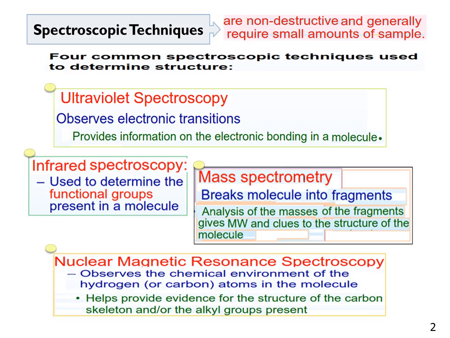Third, mass spectroscopy breaks the molecule into fragments, and we can use this technique to know the molecular weight of the organic compound, and when we put the fragments together, we get an idea about the structure of the organic compound. Finally, nuclear magnetic resonance spectroscopy helps us observe the chemical environment of the hydrogen or carbon atoms in the molecule, so it can provide a map of the atoms in the molecule.